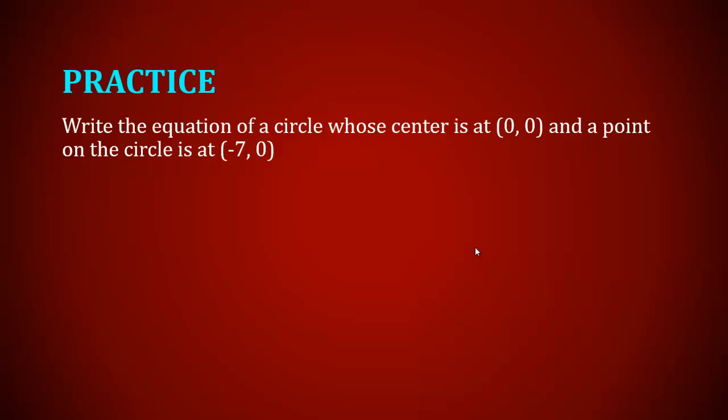Write the equation of a circle whose center is at (0, 0), and a point on the circle is at (-7, 0). So we start off with what we have here, (x - h)² + (y - k)² = r². Now we have a center. It's (0, 0). So h would be 0, k would be 0. And we have a point on the circle at (-7, 0). So that means that point is on the circle.